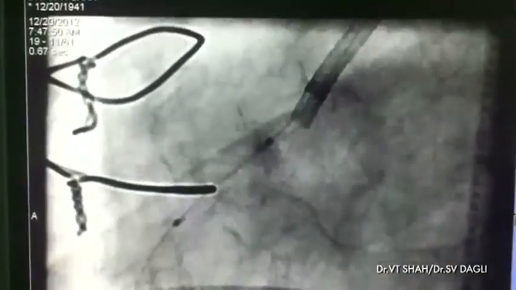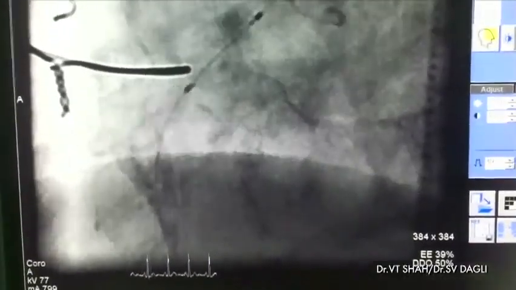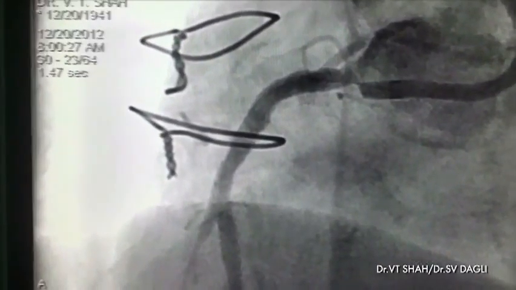Now we go to the second Absorb stent being placed in the proximal lesion, that is the lesion above. Now see again the same characteristics of the Absorb stent. This is the placement of the stent being done, and this was at 7:47 a.m. That is the second Absorb stent being deployed in the right coronary proximal lesion.